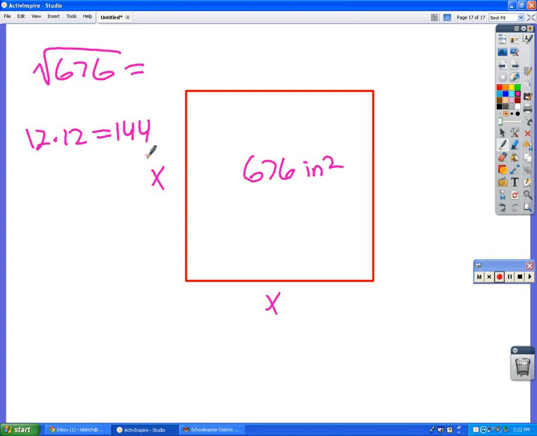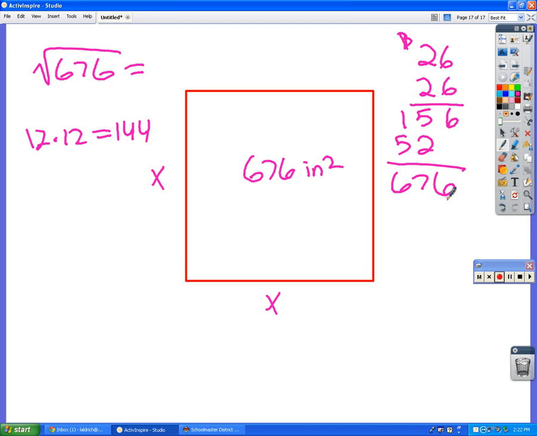26. Okay, did you have a guess? 26. So let's go 26 times 26. 6 times 6 is 36, carry the 3. 6 times 2 is 12, plus 3 is 15. 2 times 6 is 12, carry the 1. 2 times 2 is 4, plus 1 is 5. So that gives me 676. Good. So my answer is 26.